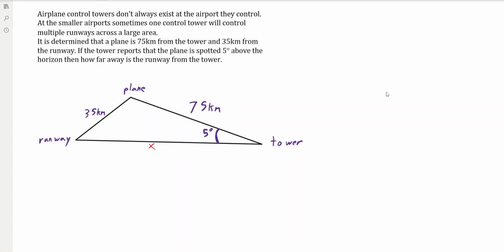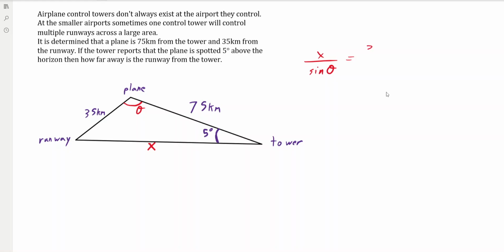The next step is to recognize what we're actually looking for. We're looking for the distance between the runway and the tower, so left to right here. Where I wrote the X, that's what we're looking for. Now, in regular sine law, we go X over sine of the angle that's opposing. That's this angle here, and that angle is actually unknown. So right now, we're stuck. We can't do anything further.